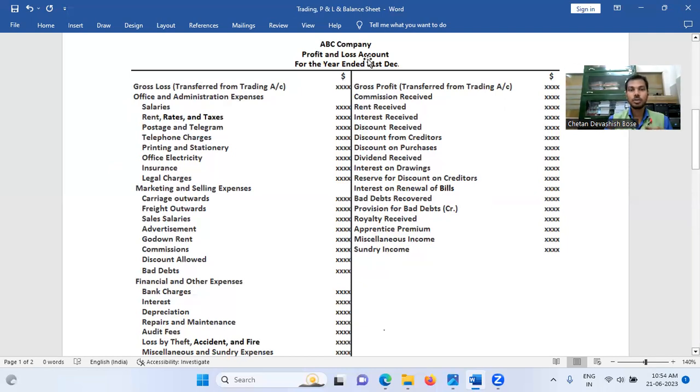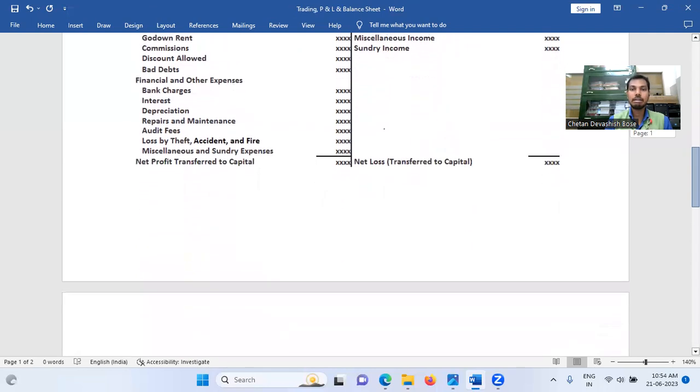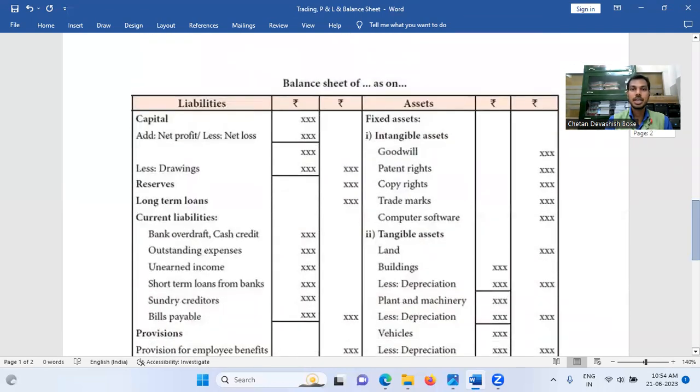Now you may definitely go through the rest of the entries which are written at the debit side and the credit side by pausing the video. But now let us quickly go ahead and learn the statement.